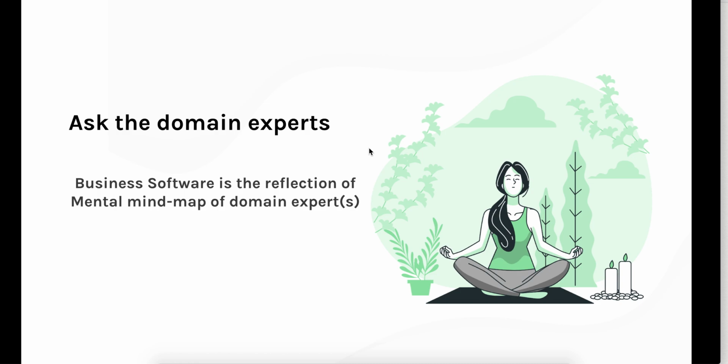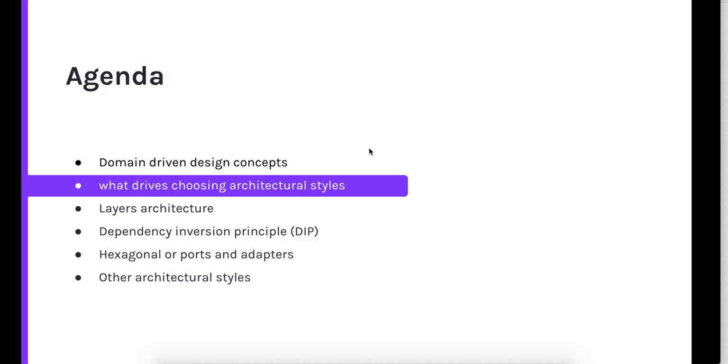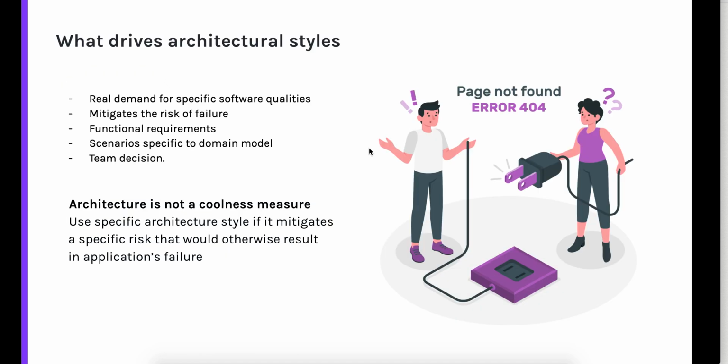And then the next step is the tactical design when it comes to, well, choosing an architectural style and actually start coding your software. So the next thing is what drives choosing an architectural style. The most important thing here is the real demand for a specific software quality. You want to use an architectural style that mitigates the risk of failure rather than adding failure to your software. It's all about functional requirements.